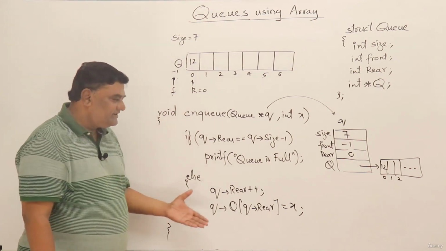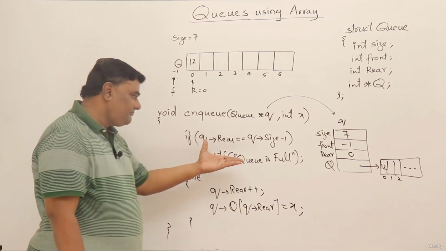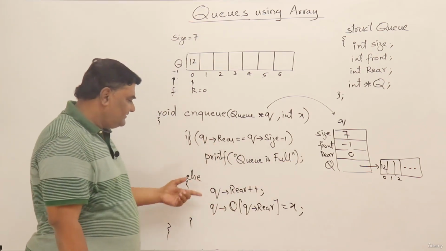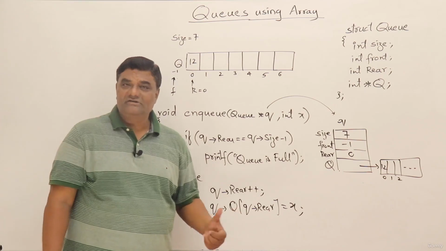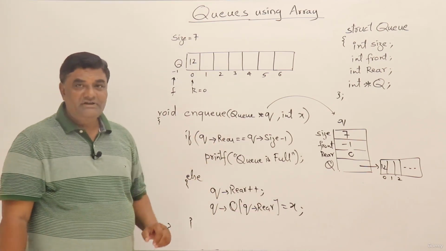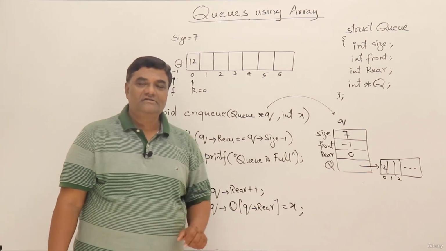If you look, the steps are simple steps. Either print that it is full, or else 2 steps. So the time is constant. From the code also you can see that the time is constant.